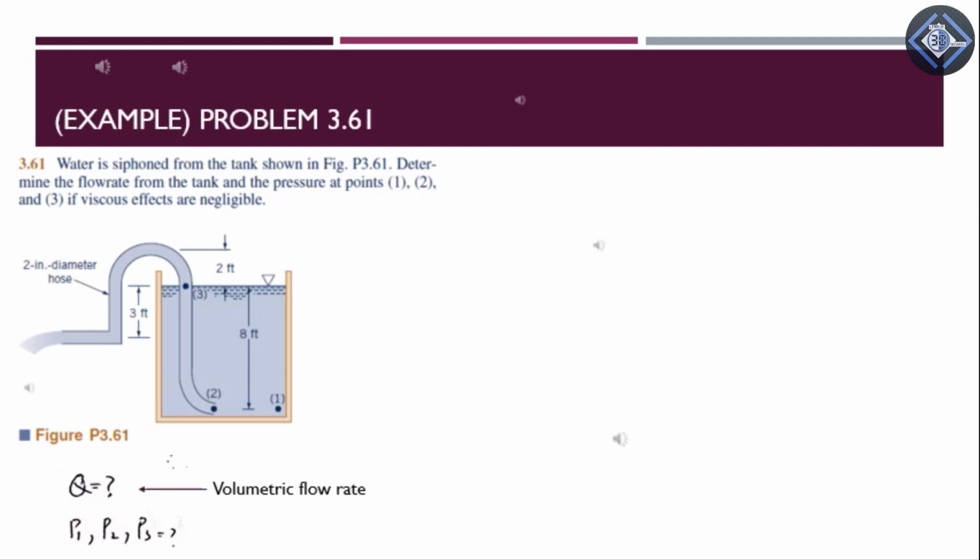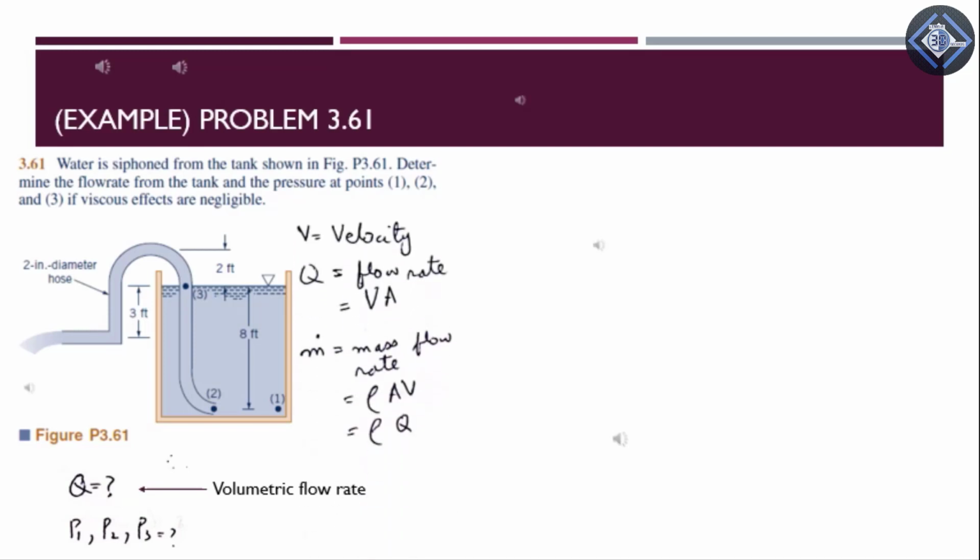Before going any further, we need to define what is flow rate. The flow rate Q is actually volumetric flow rate. If we know the velocity of the flow and the cross-sectional area of the flow, we can define volumetric flow rate as Q is equal to VA. And if we know the volumetric flow rate Q, we can define mass flow rate m dot is equal to rho AV or rho Q.